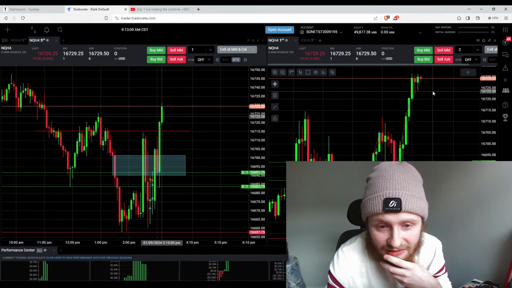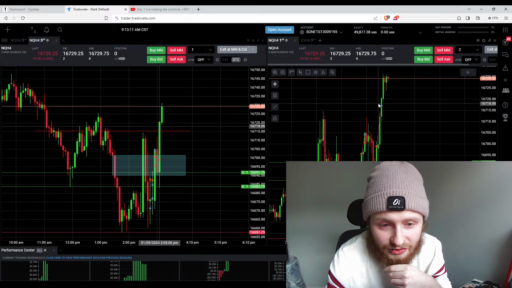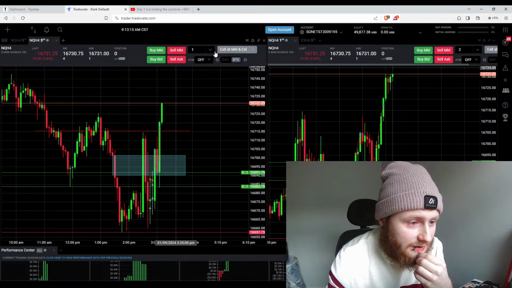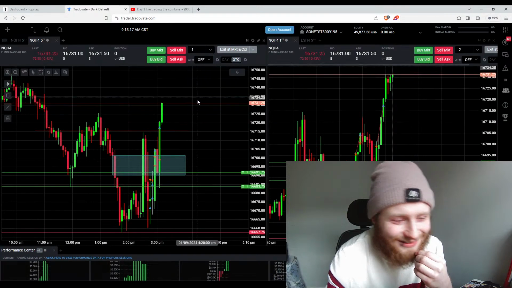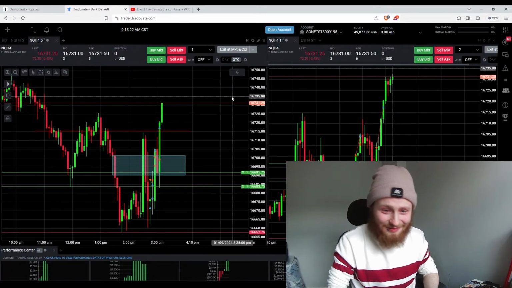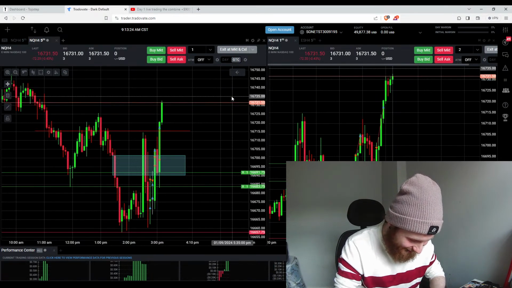We're having a bit of resistance here, which could be indicative of a little bit of a pullback. So we might just go 5 contracts short with no volume. Yeah, smart one, isn't it?